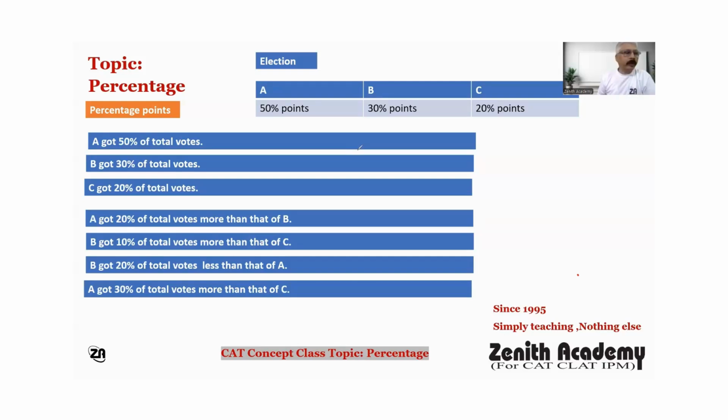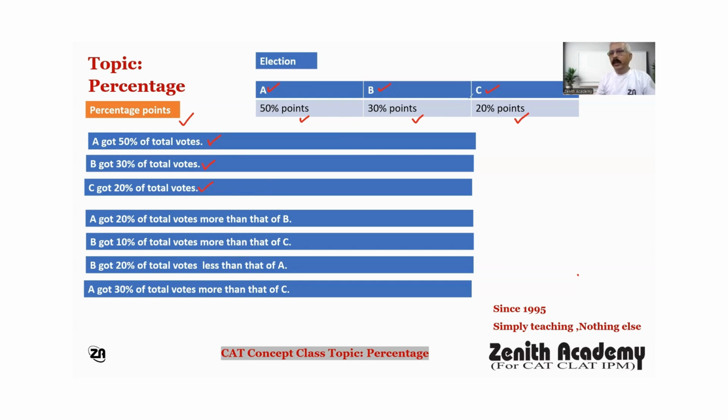Now take some important fundamentals of the percentage chapter. Percentage points. Suppose in an election there are three candidates, only A, B, and C. A got 50 percentage points, B 30 percentage points, and C 20 percentage points. So A's 50 percentage points means A got 50% of the total votes. B's 30 percentage points means B got 30% of the total votes. And C's 20 percentage points means C got 20% of the total votes.